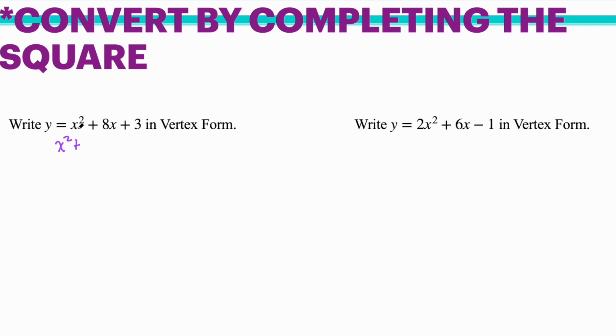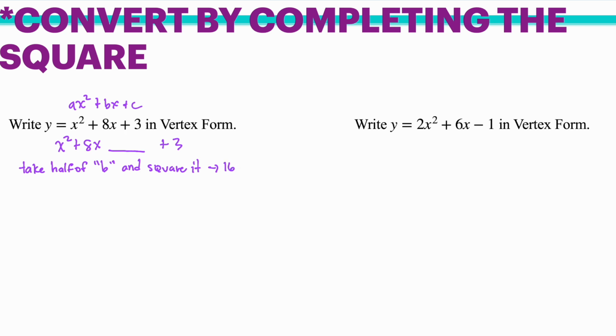I'm going to take the first two, and I'm going to draw a blank, and I'm going to bring the third. Here's what I'm going to do. I'm going to take half of b, which remember, ax squared plus bx plus c. I'm going to take half of b and square it. All right, well, half of 8 is 4, and 4 squared is 16.